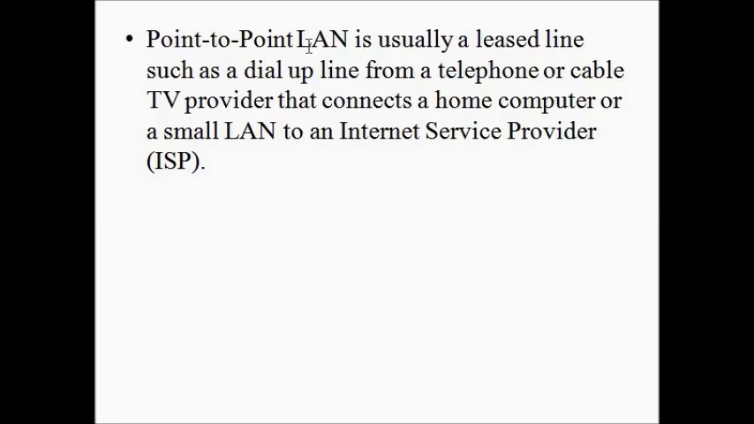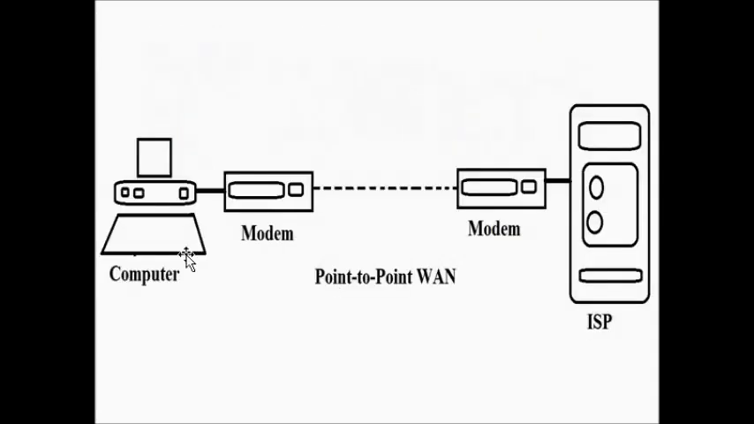Now, point to point WAN involves a single line communication. Generally this involves a connection between a computer or a single device which is connected to the internet service provider with the help of a modem. The modem can be such as a dial-up line from a telephone that is available or a cable service that we have in our homes.